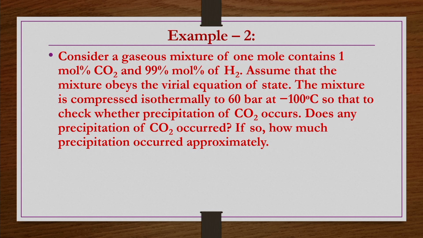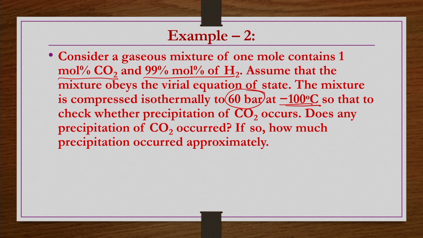Can we get some information about the real problem? The real problem is that we have a 1 mole gaseous mixture, within which 1 mole percent is CO2 and 99 mole percent is H2, and assume that this gaseous mixture obeys the virial equation of state. Isothermally at minus 100 degree centigrade, this mixture is compressed to 60 bar, to check whether precipitation of CO2 occurs or not.